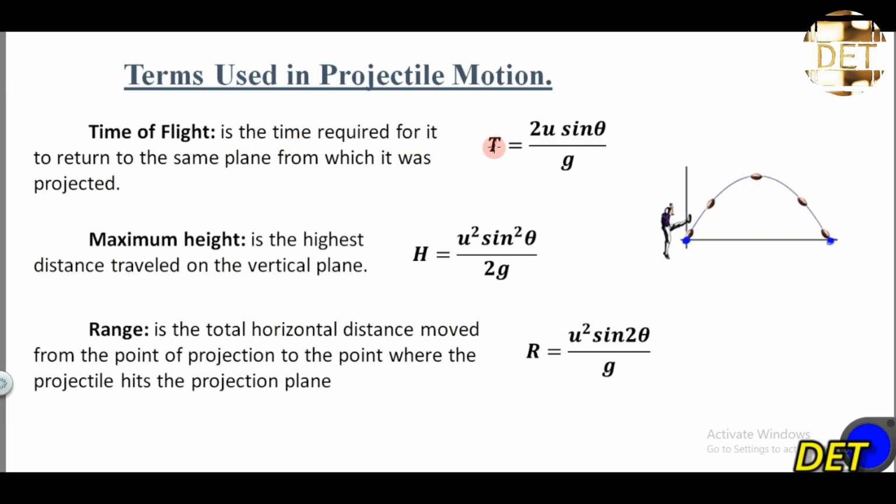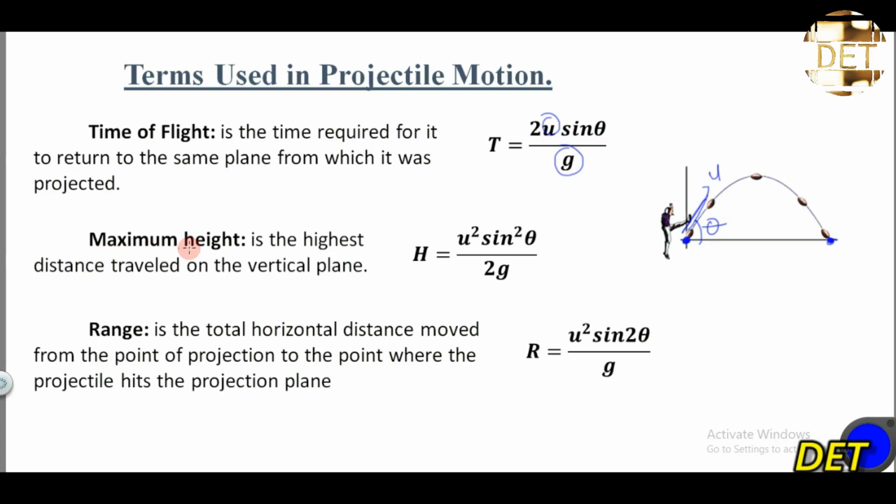And the formula is given as t, the time of flight, is equal to 2u sine theta all over g, where g is the acceleration due to gravity, u is the velocity at which the object is projected, right? While theta is the angle of projection.